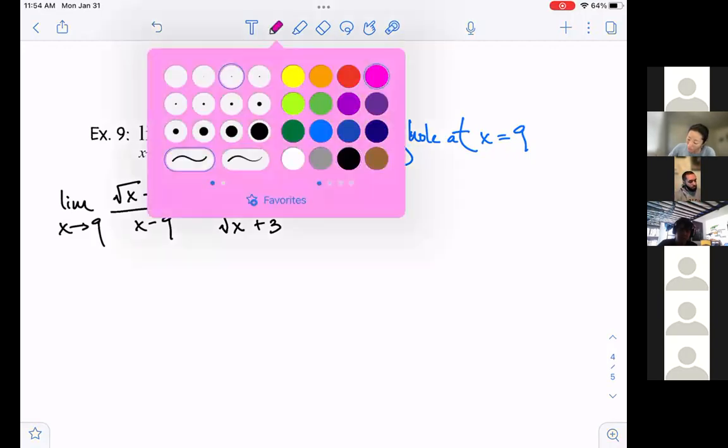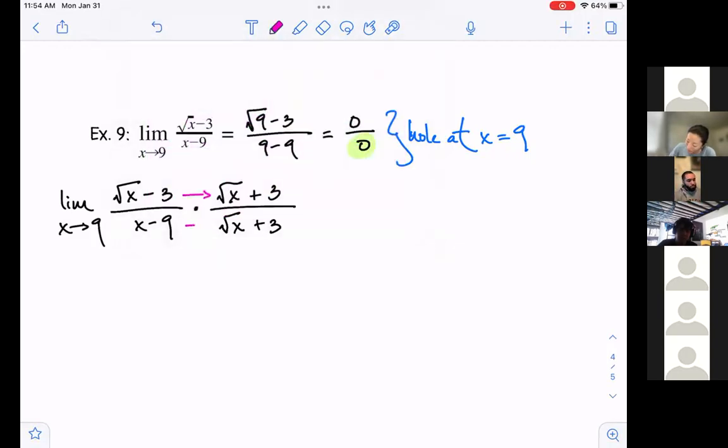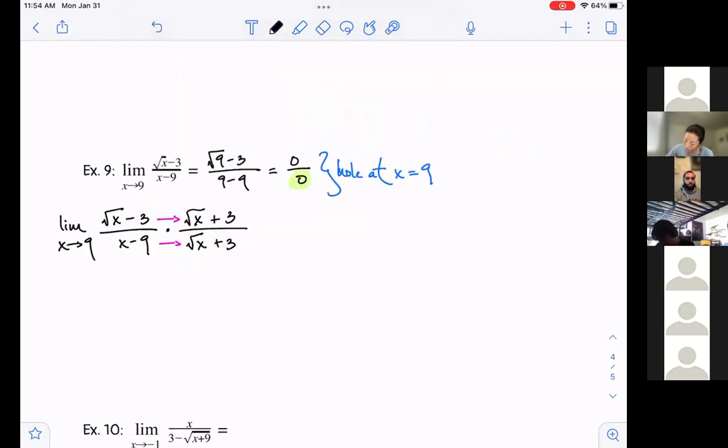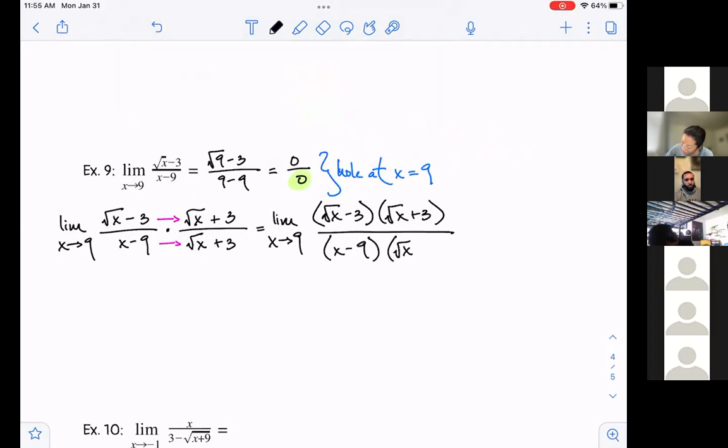Now, when we multiply fractions, we're going to multiply straight across, right? Good, useful technique to remember. And so let's go ahead and multiply this out. We end up with square root of x minus 3 times the square root of x plus 3 on the top. And on the bottom, we end up with x minus 9 times the square root of x plus 3.